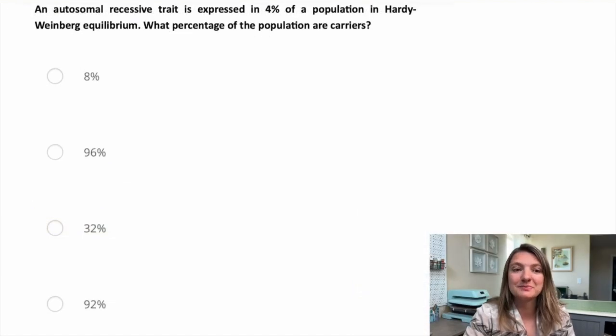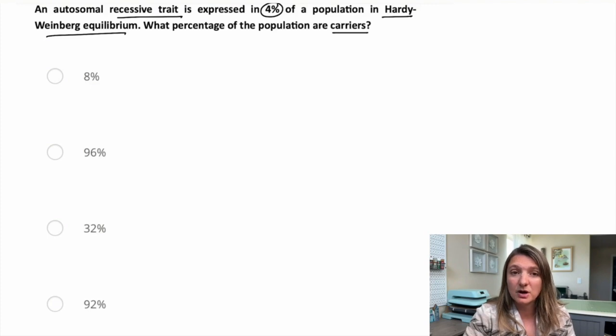Okay, question 2. An autosomal recessive trait is expressed in 4% of the population in a Hardy-Weinberg equilibrium. So these are all very important keywords that we need to clue in on. What percentage of the population are carriers?